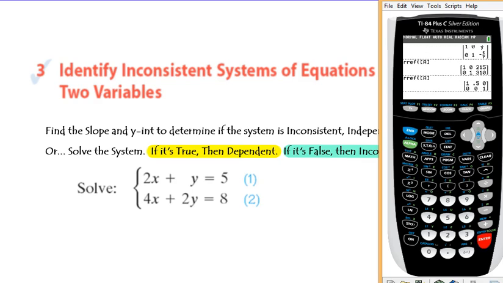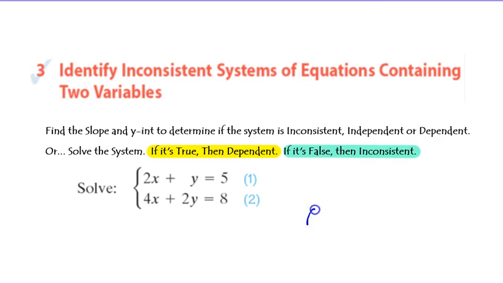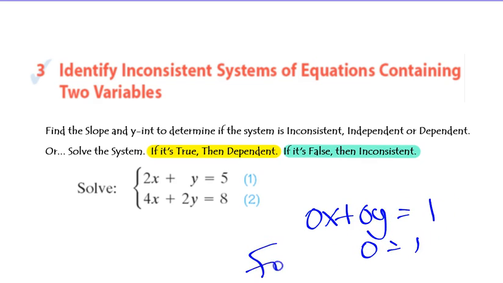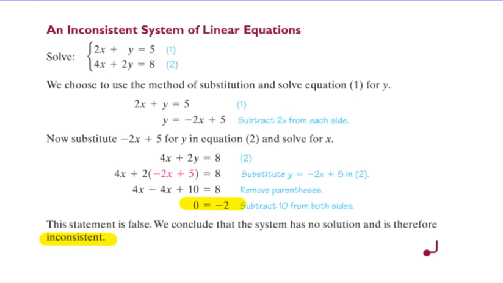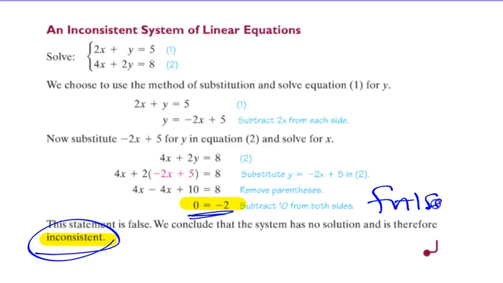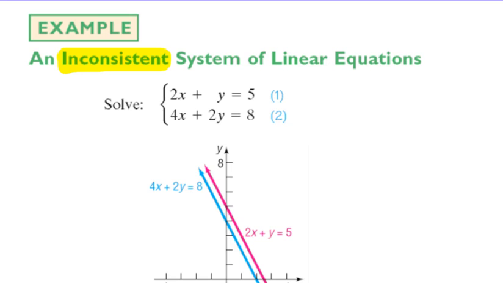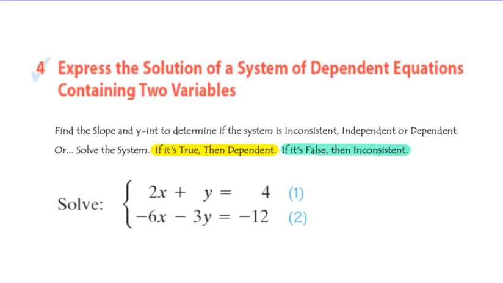And you can see the top equation, actually let's go to the bottom equation, 0, 0, 1. That's a false statement. 0x plus 0y equals 1. That means 0 equals 1, so that's false. So your calculator is telling you there's no solution. It's inconsistent, that's a false statement. No solution. If you were to graph them, the lines would be parallel.